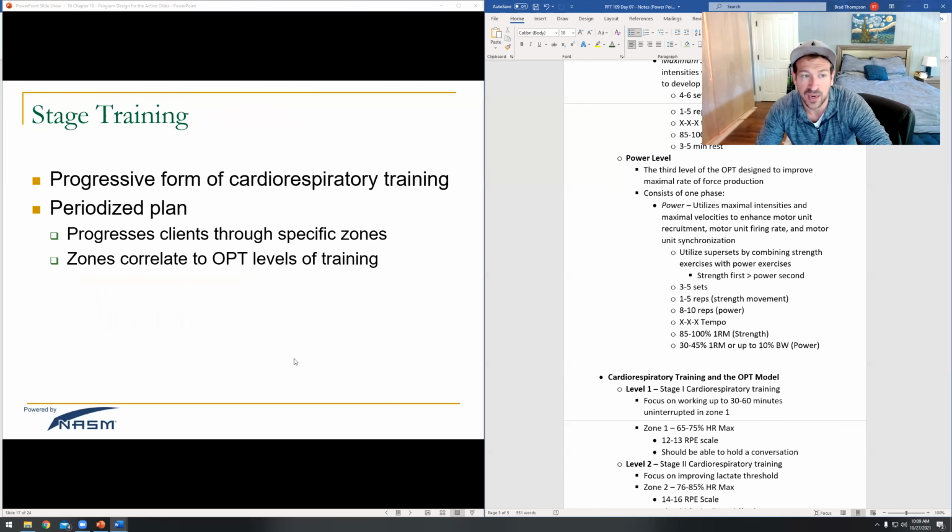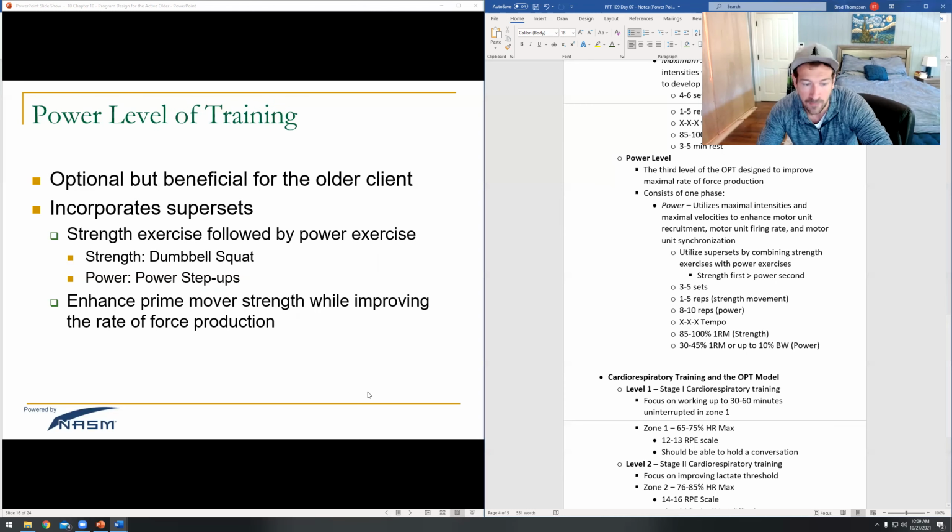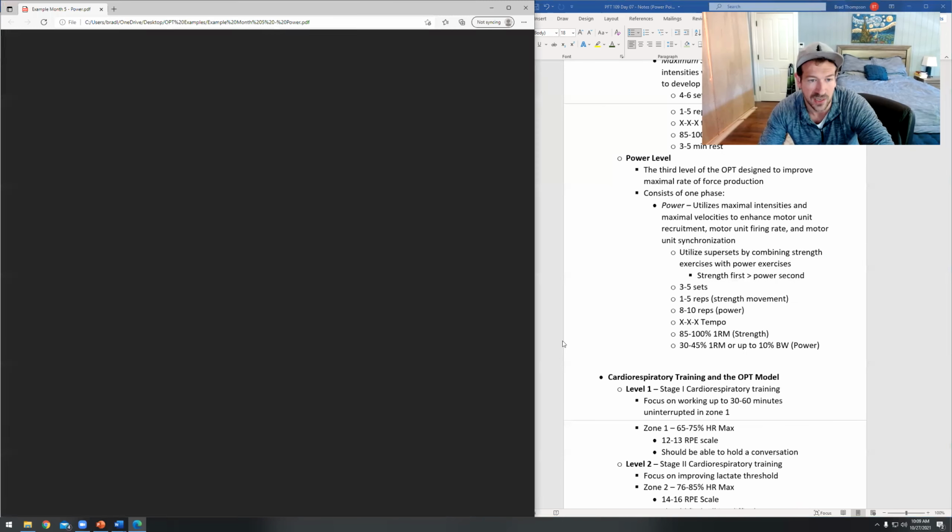So this is all about rate of force production, right? Power utilizes maximal intensities and maximal velocities to enhance your motor unit recruitment, your motor unit firing rate, and your motor unit synchronization. We are training your nervous system to explode here. Superset techniques of strength first, power second, similar body movements.